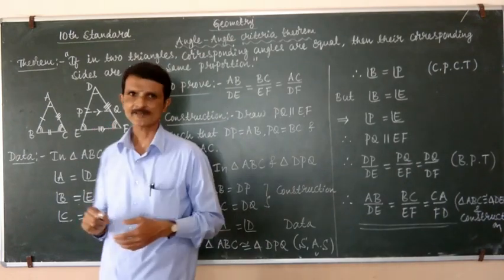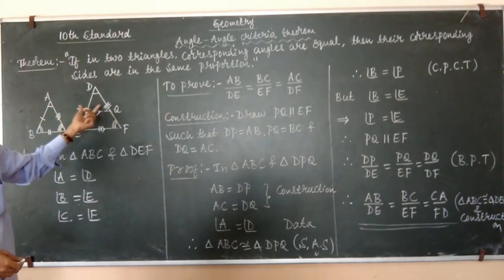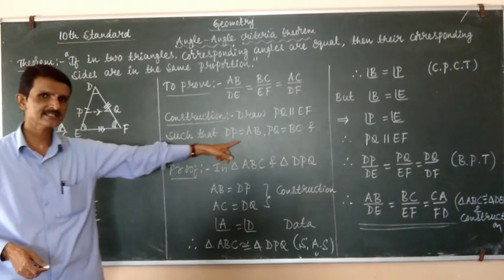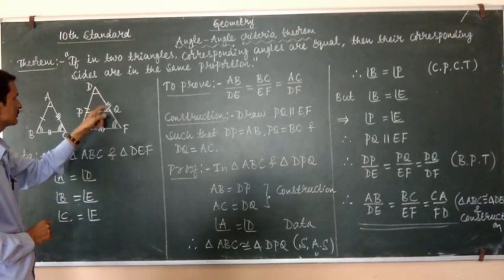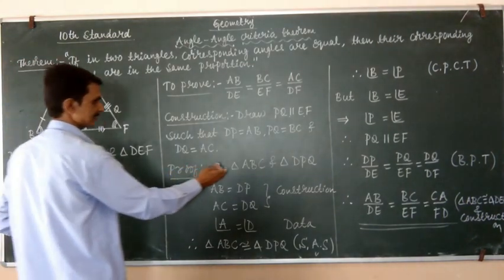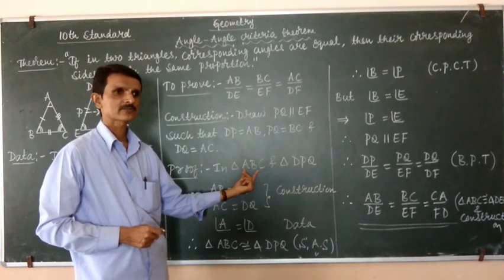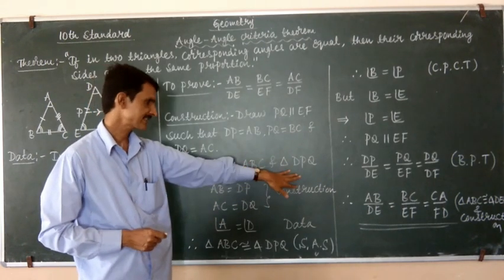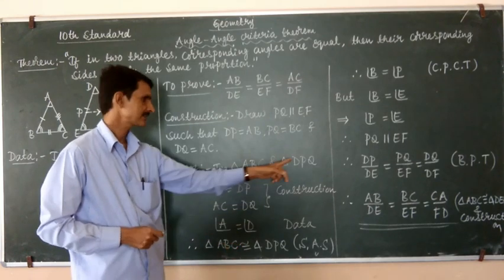So now students, in the next step of the proof, in triangles ABC and DPQ, AB is equal to DP. This is already written in the construction. And side AC is equal to DQ and BC equal to PQ. That we are going to write here. So comparing these two triangles, on the left side we have taken the triangle ABC, so write the sides and angles of triangle ABC. To the right side, write the sides and angles of the triangle DPQ.